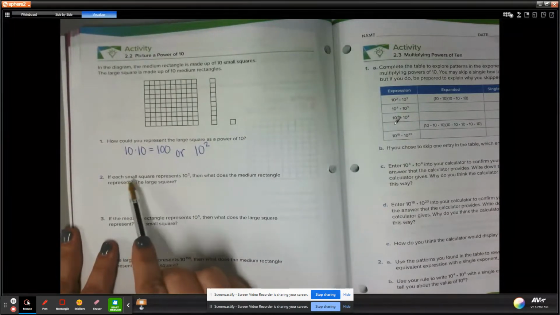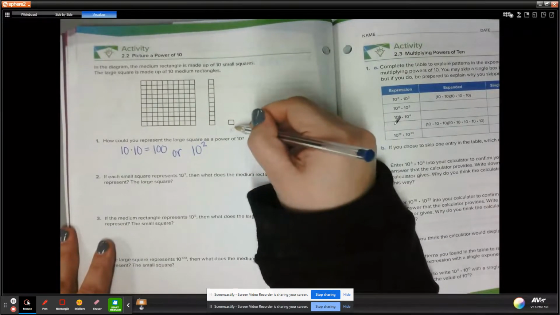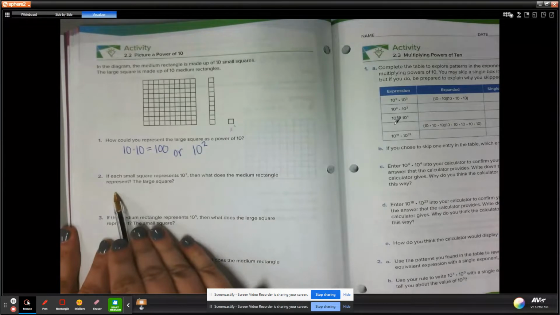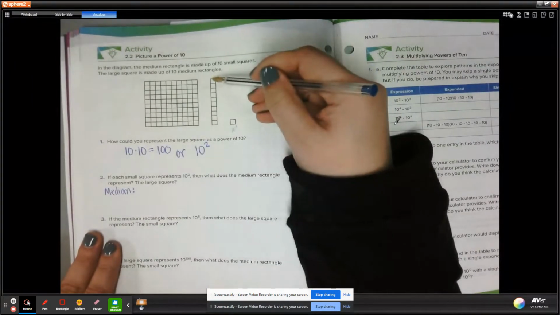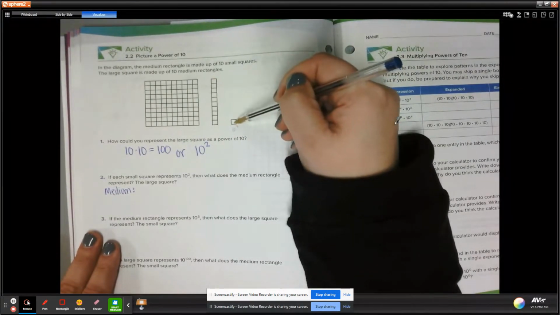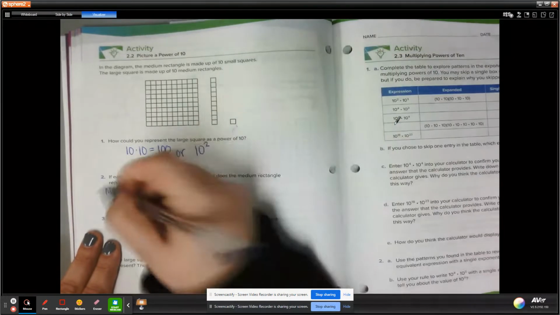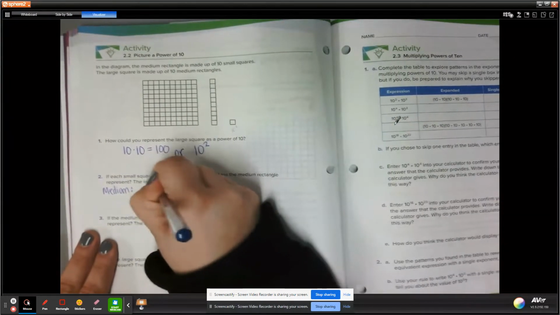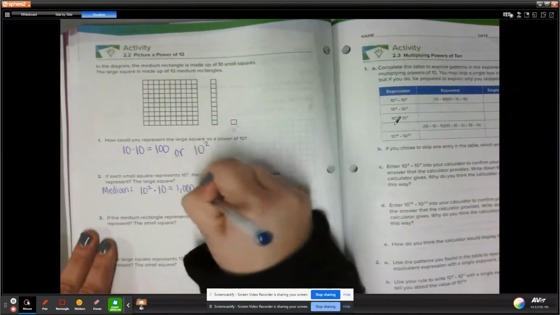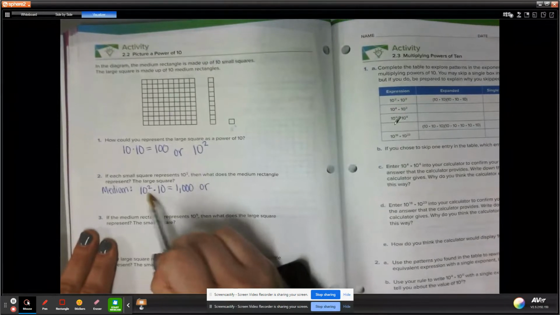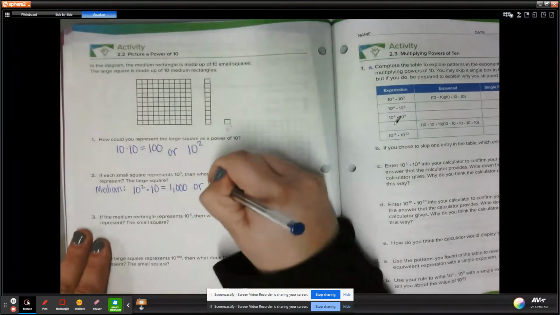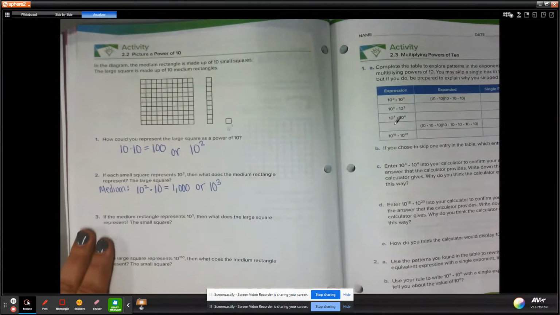Okay. If each small square represents 10 squared, then what does the medium rectangle represent? So for the medium, we know that it is 10 times the small, because there's 10 of the small. So we would have 10 squared times 10, which would be 1,000. Or we could say, I know that 10 to the third power, or 10 cubed, is 1,000.